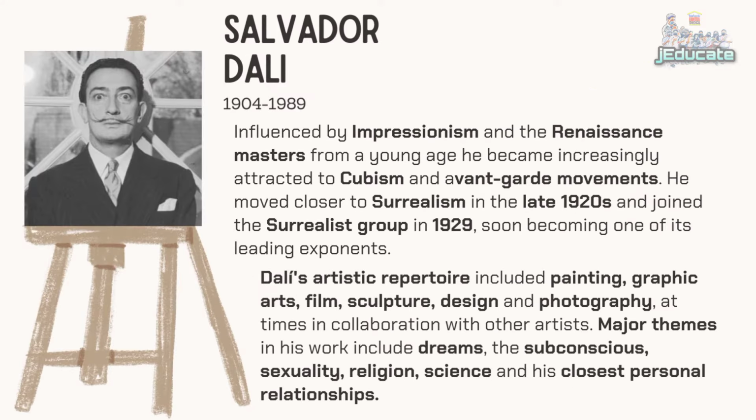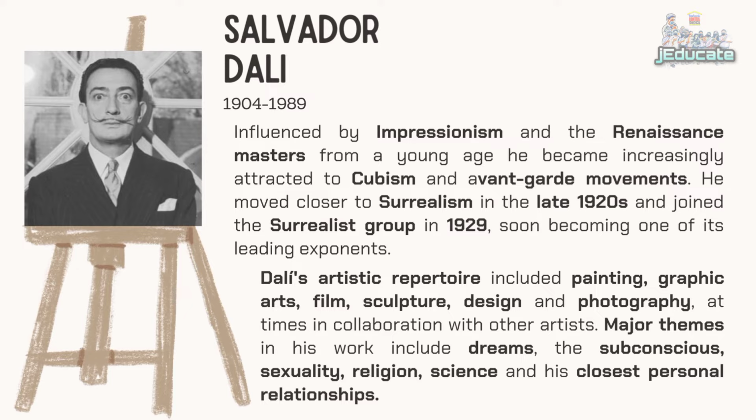Salvador Dali, 1904 to 1989, influenced by Impressionism and the Renaissance masters. From a young age, he became increasingly attracted to Cubism and avant-garde movements. He moved closer to Surrealism in the late 1920s and joined the Surrealist group in 1929, soon becoming one of its leading exponents. Dali's artistic repertoire included painting, graphic arts, film, sculpture, design, and photography, at times in collaboration with other artists. Major themes in his work include dreams, the subconscious, sexuality, religion, science, and his closest personal relationships.